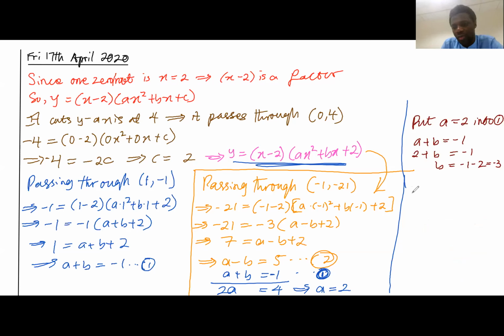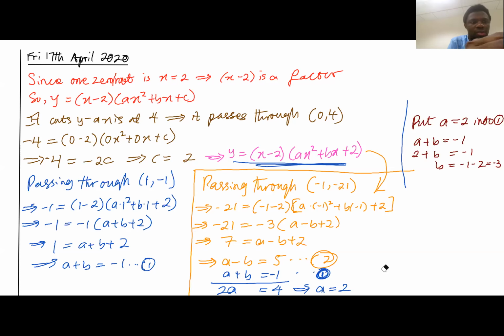Okay, so which leaves us with the equation. Therefore the equation is y equals x minus 2, and the other bracket will be... I don't have enough space, sorry.